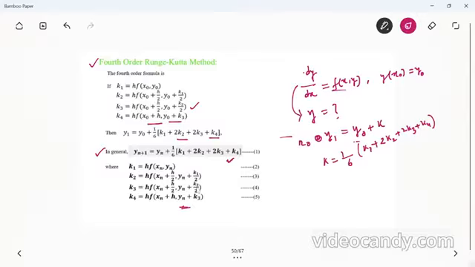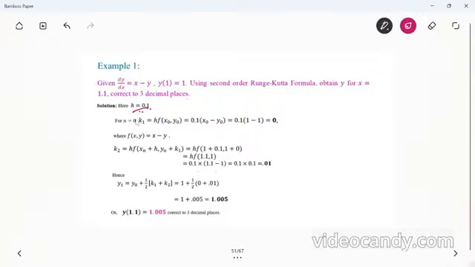Given dy/dx equals x minus y, y(1) equals 1, using the second order Runge-Kutta method, obtain y for x equals 1.1, correct to 3 decimal places. Now here h equals 0.1, that is not given, so we are assuming it. If h is not given, we assume the least value, and we are considering h as 0.1. So for n equals 0, our k1 is h f(x0, y0).